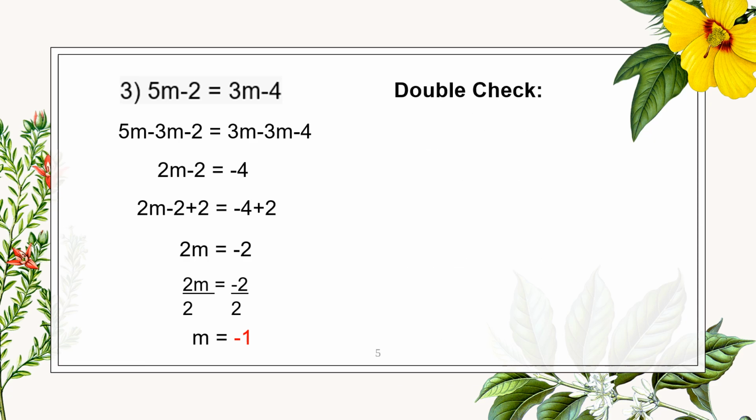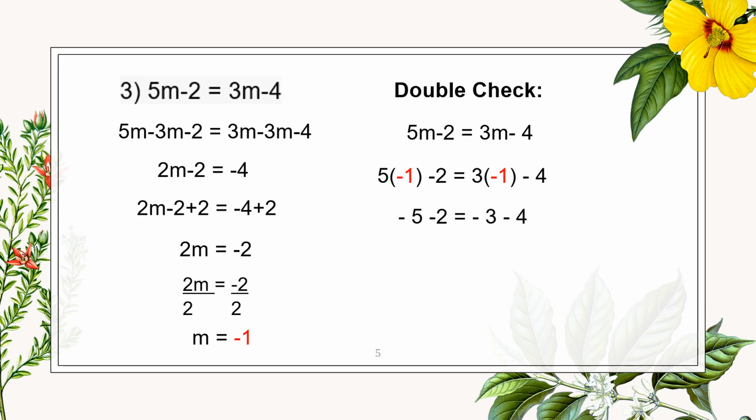So in double checking, we substitute negative 1 to the letter m in the equation. So we have 5m. Instead of writing 5m, we write 5 times m, copy minus 2, equals, instead of writing 3m, we write 3 times negative 1, since m is equal to negative 1, copy minus 4. Afterwards, 5 times negative 1 is negative 5, copy minus 2 equals 3 times negative 1 is negative 3, copy minus 4. And compute further.